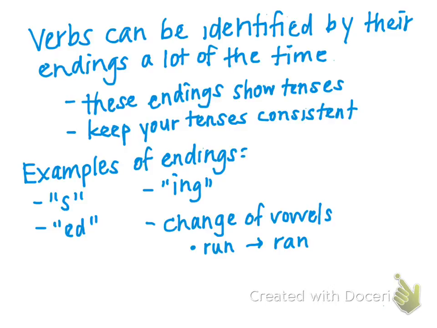So verbs can often be identified by their endings. These endings show tenses, so you need to keep your tense consistent. Examples are s, ed, ing, and even changing vowels, like run to ran.